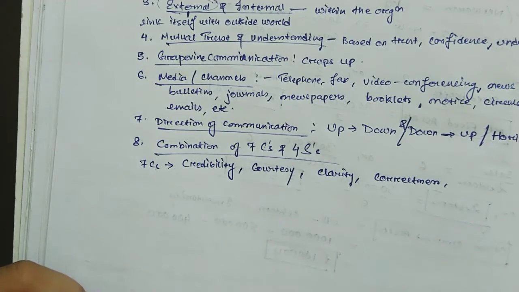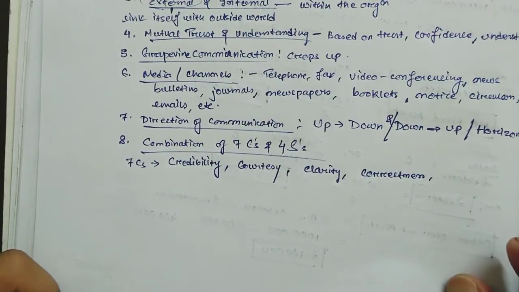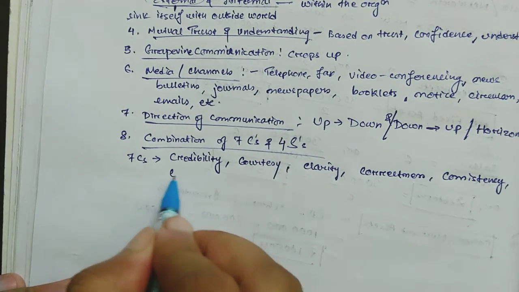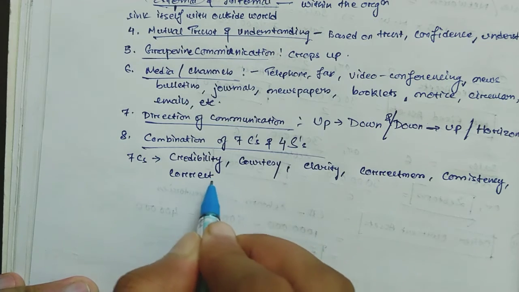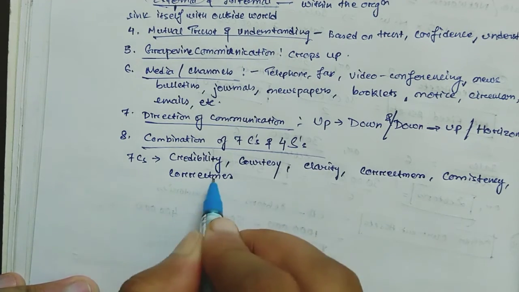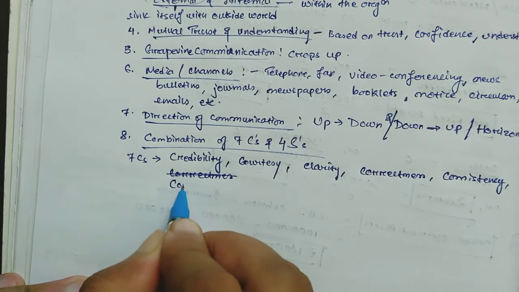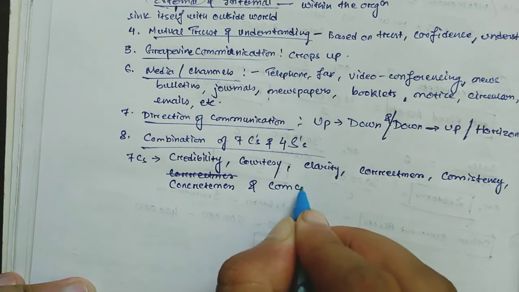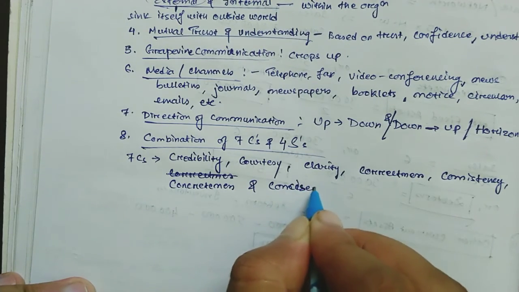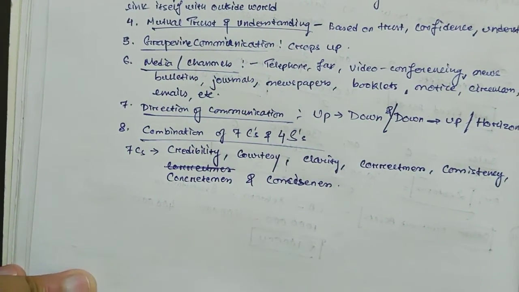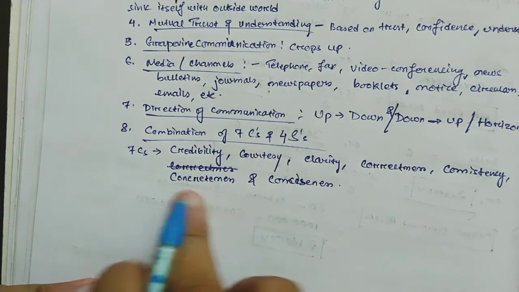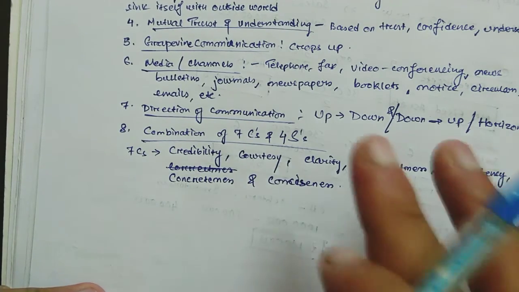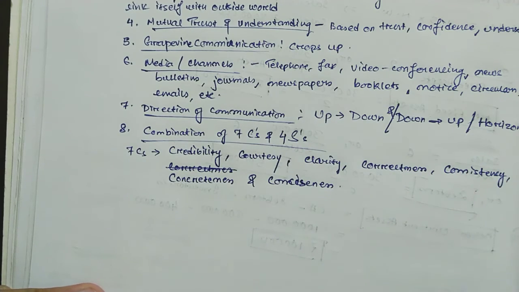Then correctness, that means wrong messages or wrong information will not be given. Then there is consistency. Or we can say concreteness in place of the second correctness. And conciseness. So credibility, courtesy, clarity, correctness, consistency, concreteness and conciseness. These are the 7 C's. These are the marks of a proper corporate communication.